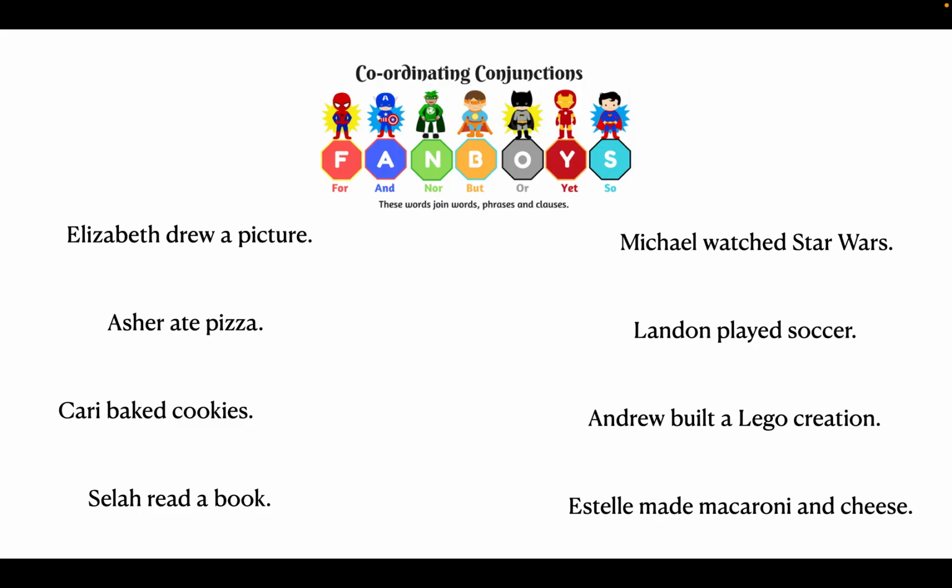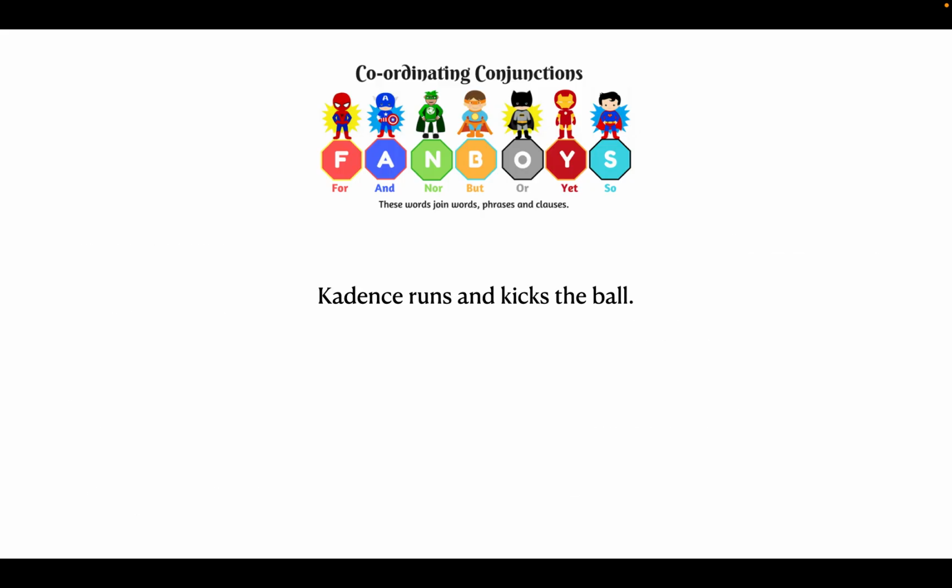Salo read a book, yet Estelle made macaroni and cheese. So it's just using those coordinating conjunctions to take two complete sentences and connect them, just to be that fence between the two houses. All right, so we're going to look at a couple of sentences and see if they are compound sentences or if they are simple.